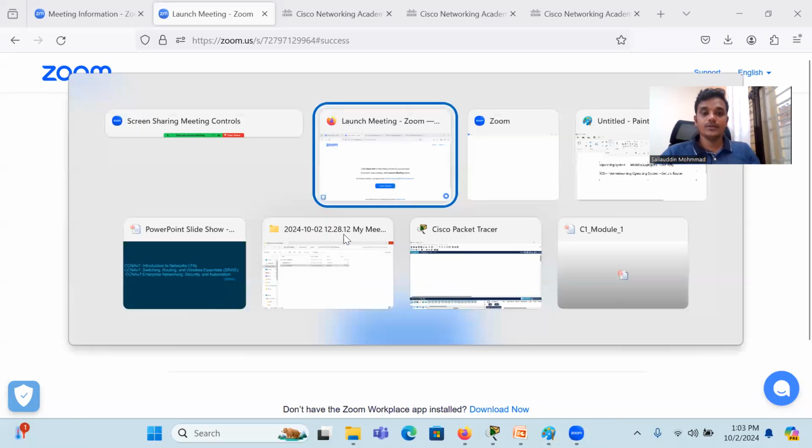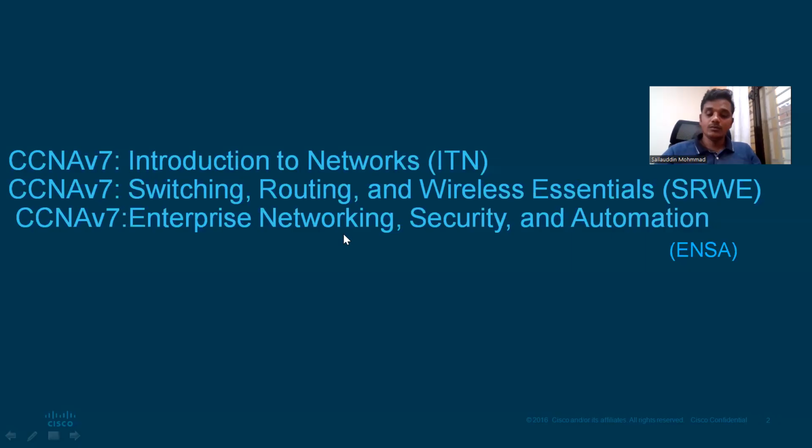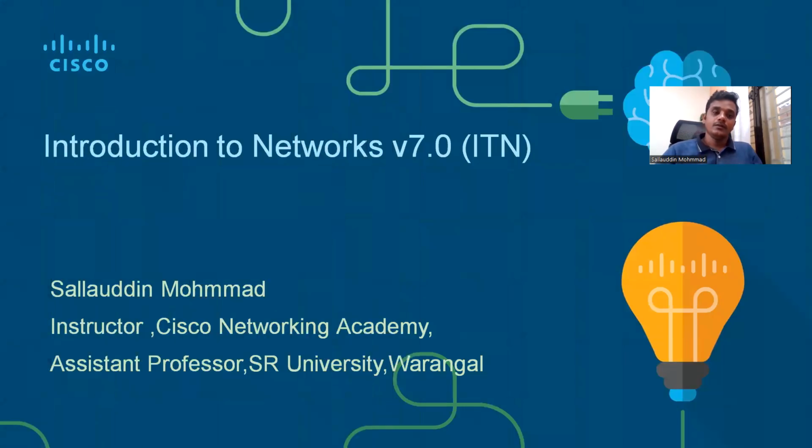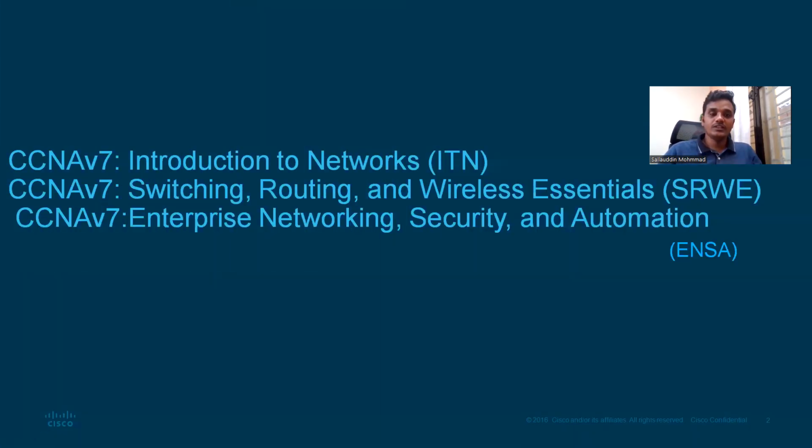So here I want to explain how to complete the CCNA course. In the Cisco CCNA course, you have to complete three certifications. One is Introduction to Networks. Another is Switching, Routing, and Wireless Essentials. The third one is Enterprise Networking, Security, and Automation. These three certifications we have to complete. Then only you will get the completion of the CCNA course.